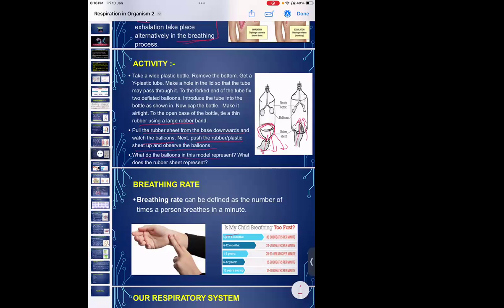So what do the balloons in this model represent, and what does the rubber sheet represent? The balloons represent the lungs, and the rubber sheet is the diaphragm. So that is the activity where they are talking about the inhalation and exhalation process.